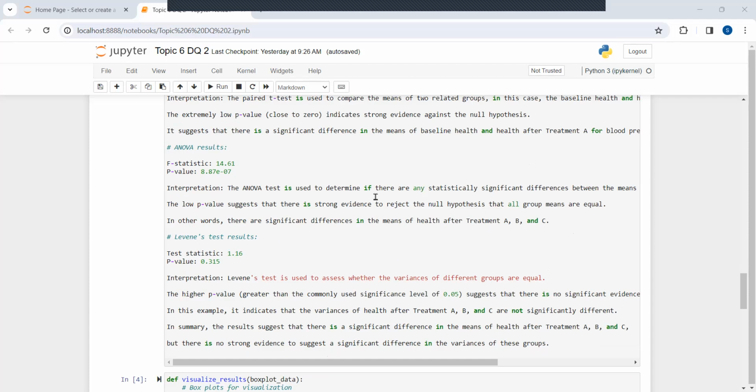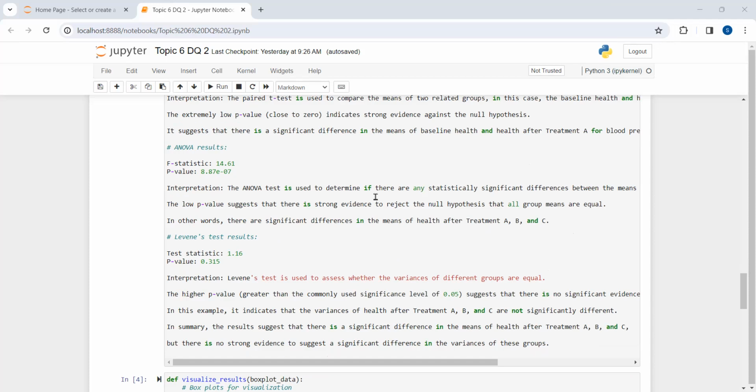For the ANOVA test, which is used to determine if there were any statistically significant differences between the means of 3 independent groups, the low p-value suggests there is strong evidence to reject the null hypothesis that all group means are equal. That is to say that there are significant differences in the mean health after treatment A, B, and C.